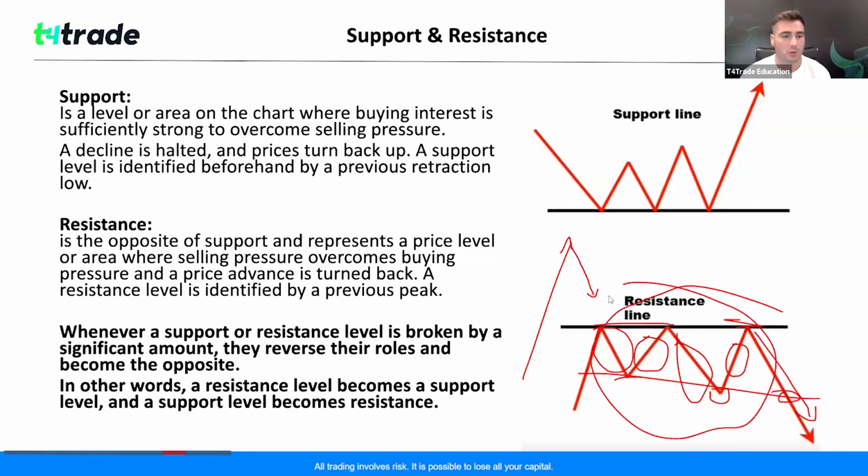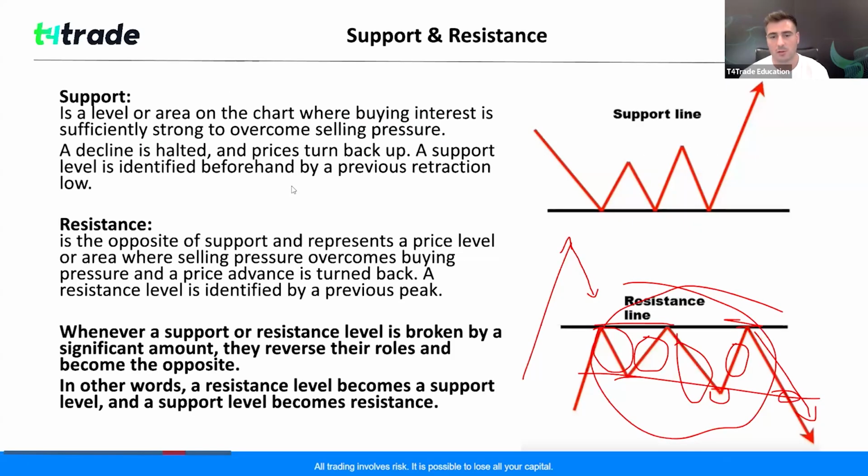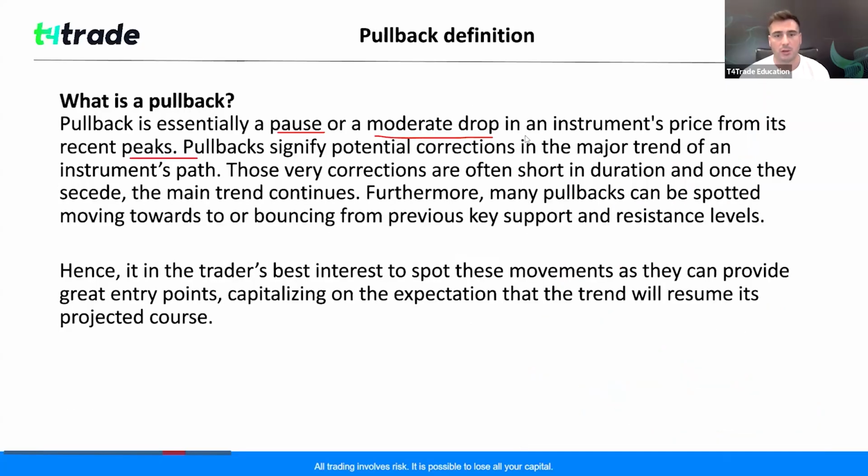Okay. So a pullback is essentially a pause or a moderate drop in an instrument's price from its recent peaks. So this is the recent peak, 1 and 2 and 3. Pullbacks signify potential corrections in the major trend of an instrument. So you have a clear direction, and at some point you see a pullback. That means a temporary correction. And that's the key theme or key concept of pullbacks. They are temporary in nature.